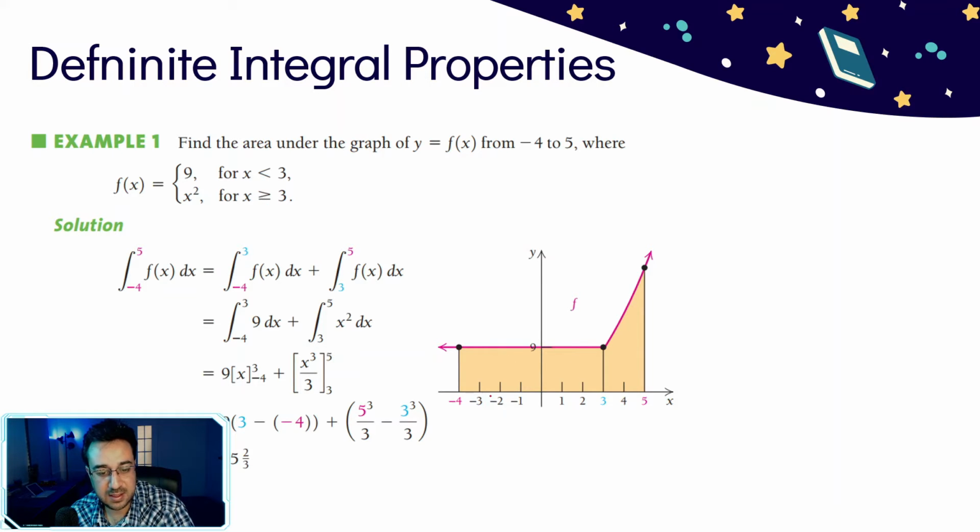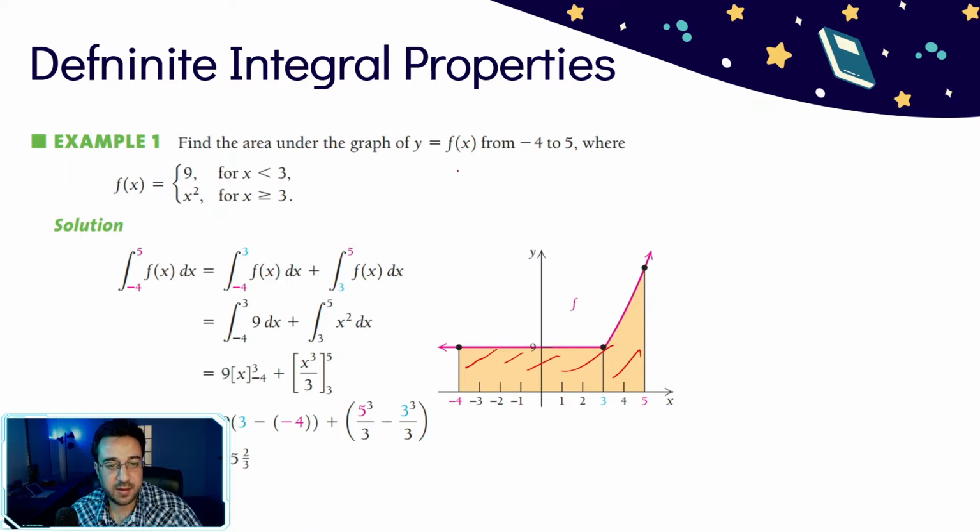As x is less than 3 over here, f of x equals 9, so it will be a straight line at the y value of 9. After 3, the function f of x would equal x squared. You will start to have a curved representation of the function over here, but you are interested in finding the area under the whole curve in this case.